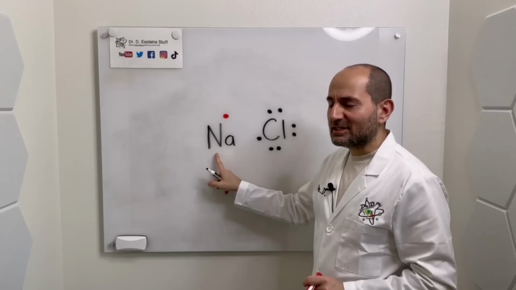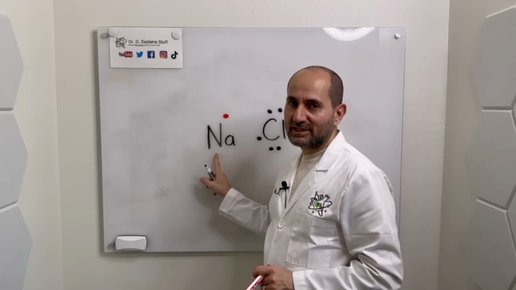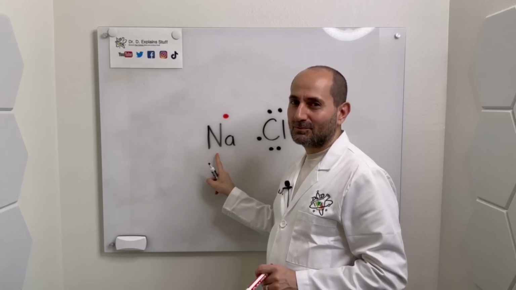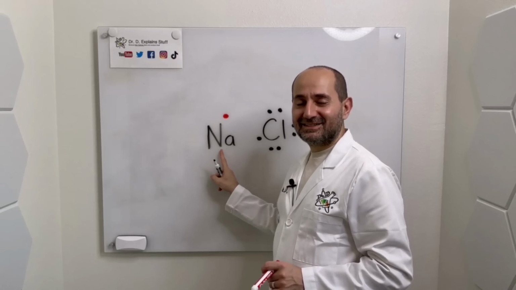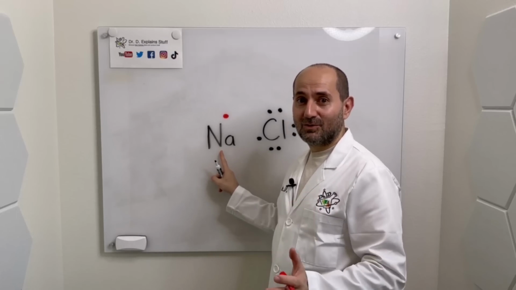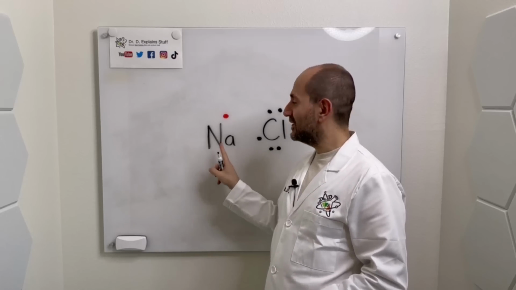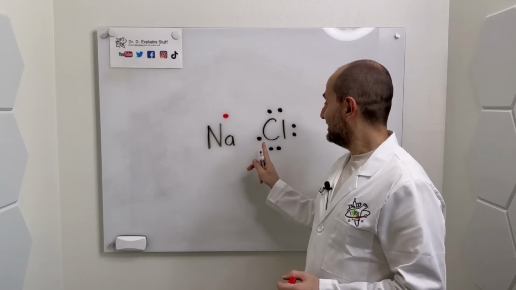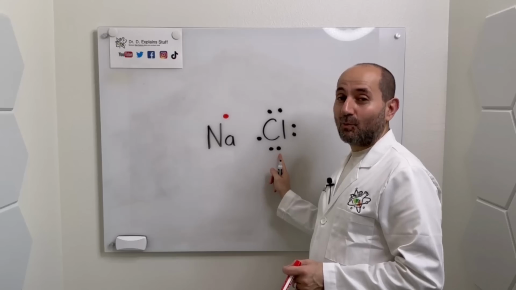However, let me ask you this. How many more does sodium need to fill its shell? It's in the second row, right? So sodium technically needs 7 more. Oh goodness, right? 7 more. Okay, think about that for a second. Sodium needs 7 more, and chlorine only needs 1 more.